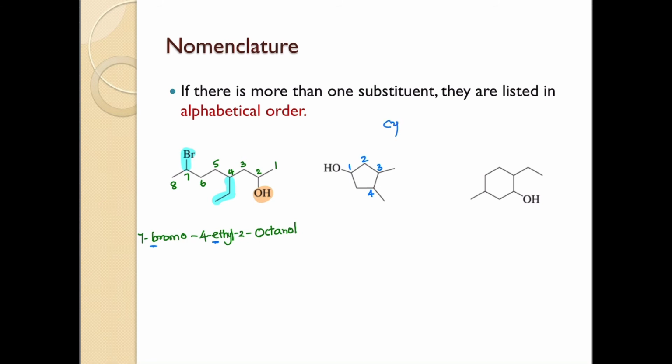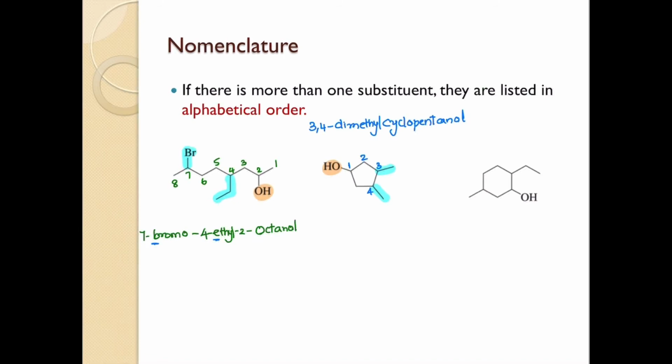Okay, let's name this molecule. This is going to be cyclopentanol, and you don't have to put the 1 in front of it because it's already assumed that the hydroxy group is at position 1. Okay, and I have 2 methyl groups. Let's highlight the methyl groups. I have 2 methyl groups and they are at position 3 and 4. Since there are 2 methyl groups, you can use the prefix di. So it should be 3,4-dimethylcyclopentanol.